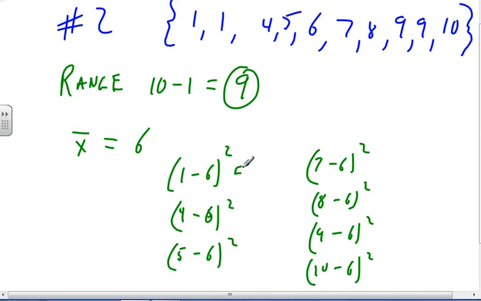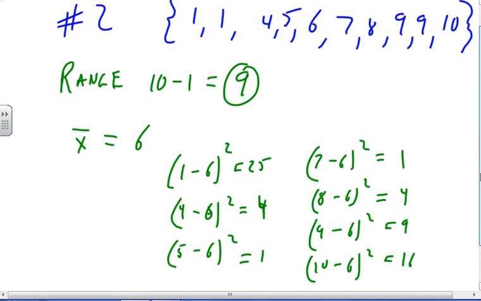All right, so I got 25, 4, 1, 1, 4, 9, 16. Right. Now the issue here is, can I see everything at the same time? Okay, so I need 2 1s and I need 2 9s. Everything else I only need 1 of, right?